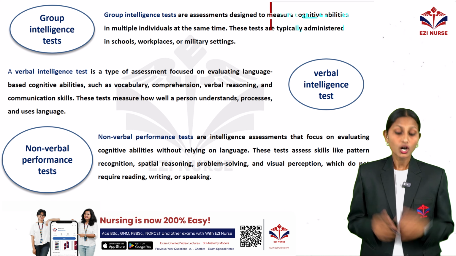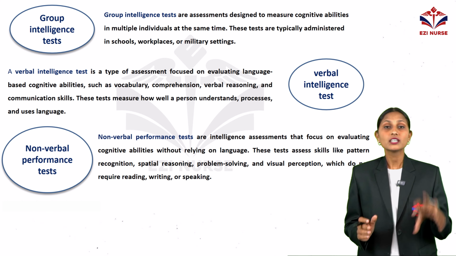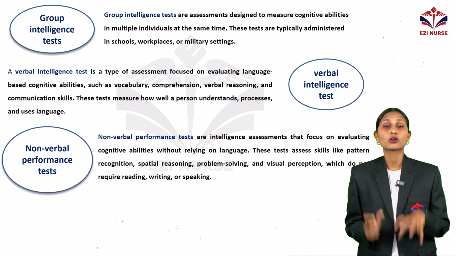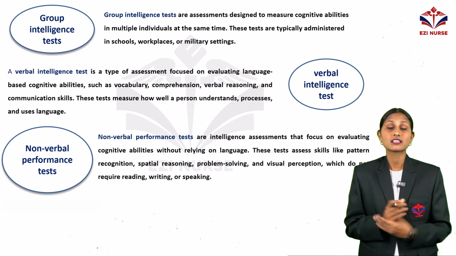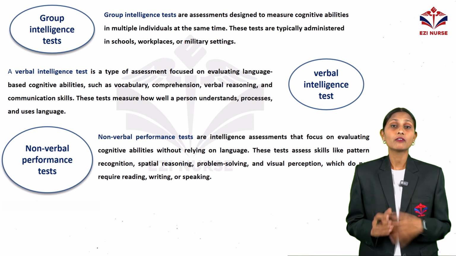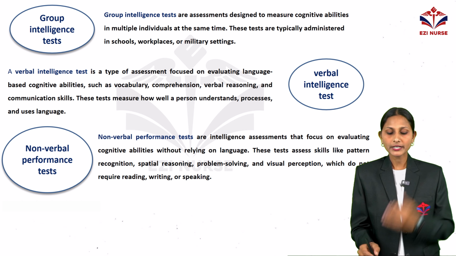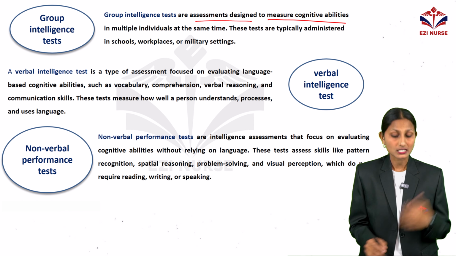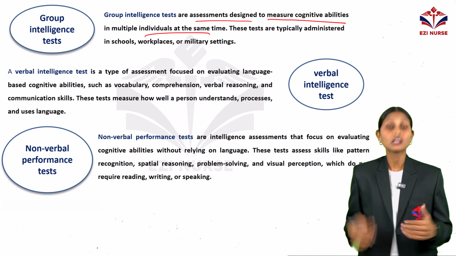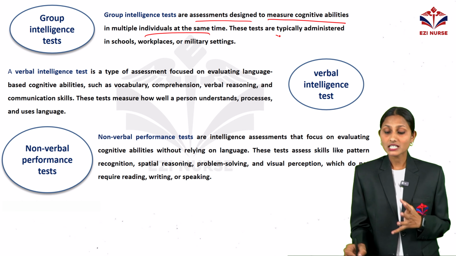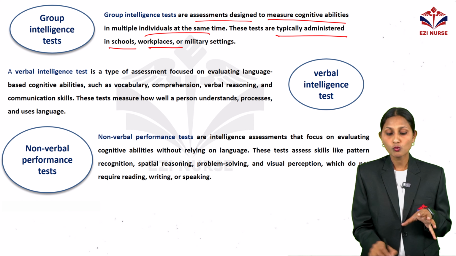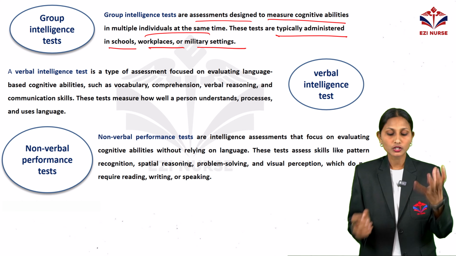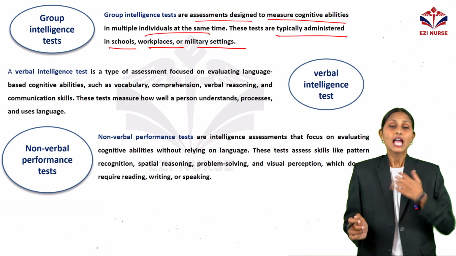Next one is the group intelligence test. So here a group of people will be there, and the psychologist will try to assess the intelligence level and the cognitive level of that group. Group intelligence tests are designed to measure the cognitive abilities of multiple individuals at the same time. These tests are typically administered in schools, workplaces and military settings. So where a group of people will be there, in school as well as in the workplace and in military settings.